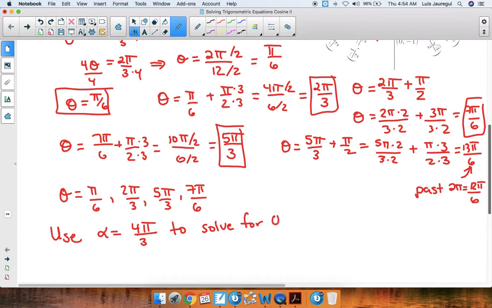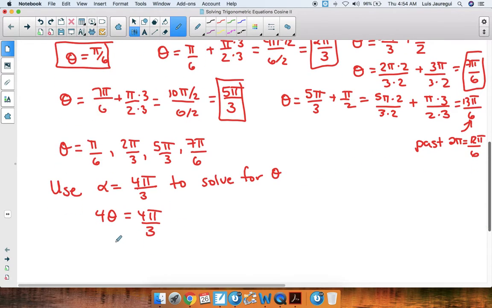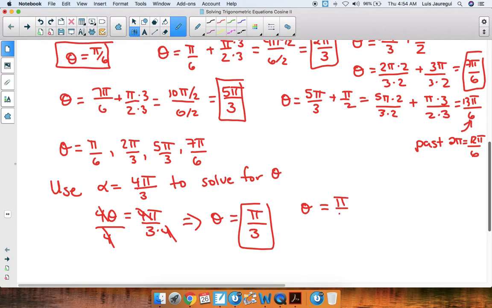Now recall that alpha was simply 4 theta, so we replace the alpha with the 4 theta, and we have 4 theta is equal to 4 pi over 3. Now, in order to solve for theta, let's divide both sides by 4. The 4's cancel here, and so theta is equal to pi over 3. So that's our first angle here. Now, to get the other thetas, let's go ahead and add the period. Recall that the period was pi over 2, so we have pi over 3 plus a period of pi over 2.